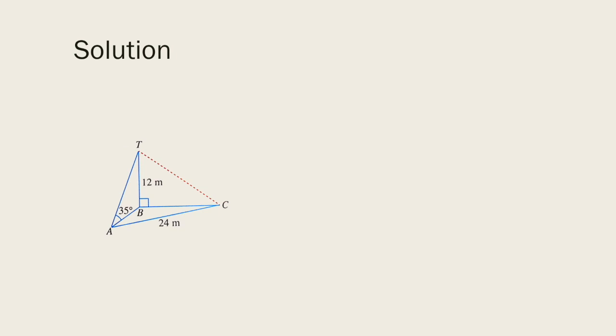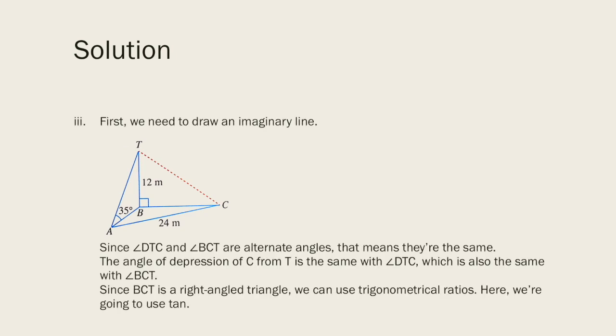For the last question, we have to find the angle of depression of C from T. So the first step that we need to do is draw an imaginary line. I'm going to name the end of the imaginary line D. So the angle of depression of C from T is basically the angle DTC. DTC and BCT are alternate angles, so their angles are the same.